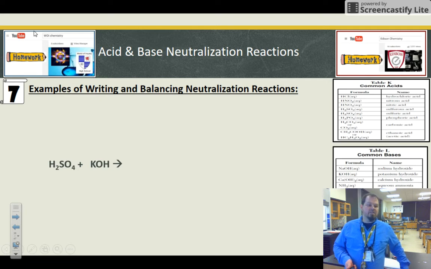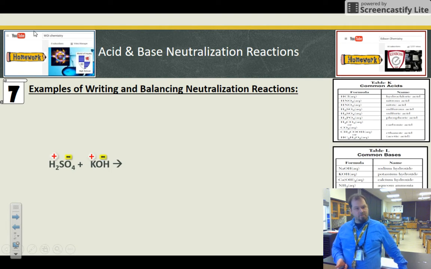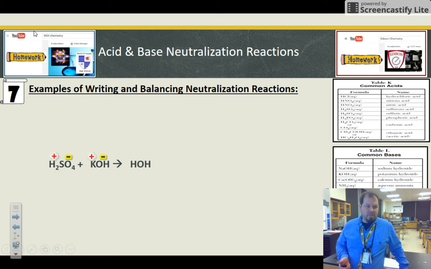So I have sulfuric acid, H2SO4, and KOH. Here I labeled these up, their pluses and their minuses, to help you see them. Now I'm going to make my HOH first. It's easier. Just make that HOH. And then I'm going to make a KSO4, positive and another minus. These are the double replacement reactions that we got good at when we did precipitations. The only issue is that we have to balance.